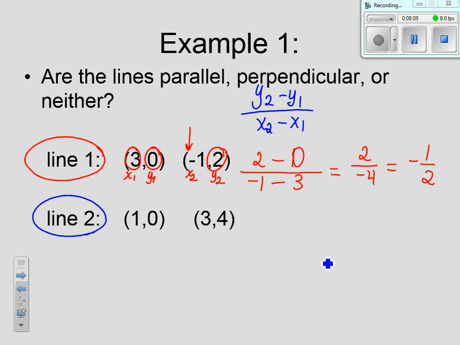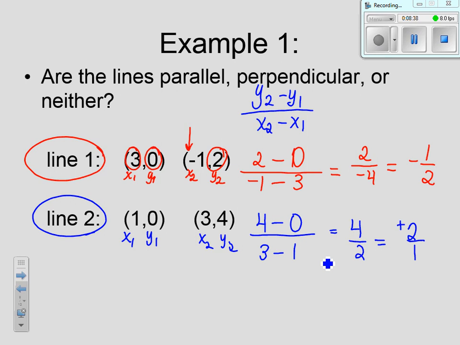When I figure out the slope of line 2, I'm going to do the same thing, x1, y1, x2, y2. And then I'll plug 4 into y2, minus a 0 for y1. And then x2 is 3, subtract 1, because x1 is 1, and I get 4 over 2, which is really 2. And if I write that as a fraction, it'd be 2 over 1. And that would be positive because you don't see the sign. So when I look at those two slopes, I notice that they're opposite in sign and reciprocals, so they are perpendicular.